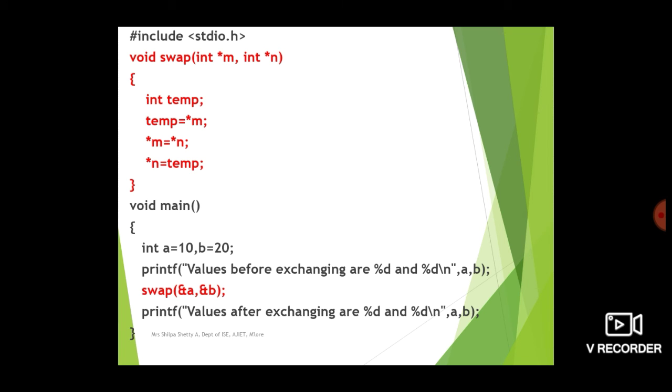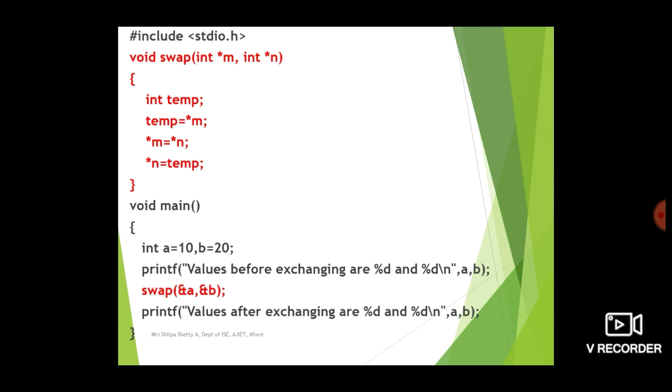Temp is equal to star m. M is pointing to a. So a's value will be copied to temp. Star m is equal to star n. So the value pointed by m, that is a, will now be the value pointed by n, that is nothing but b, which is 20. So a becomes 20 now.